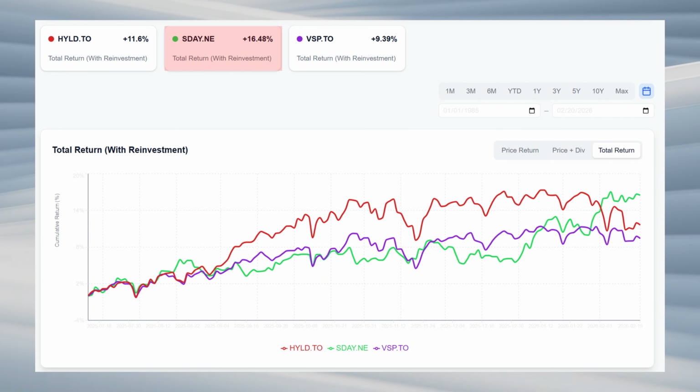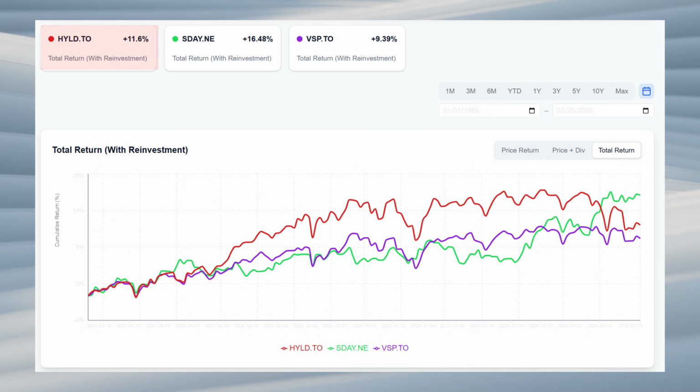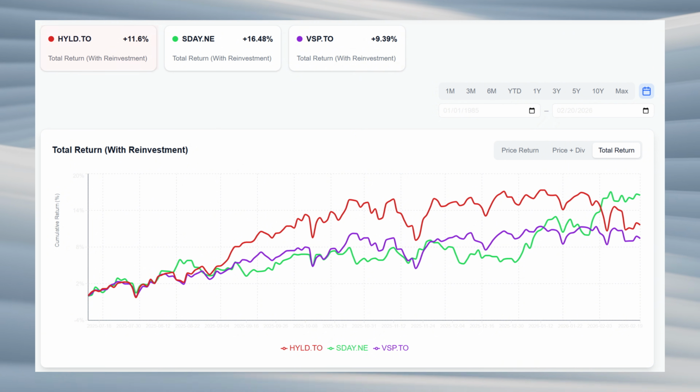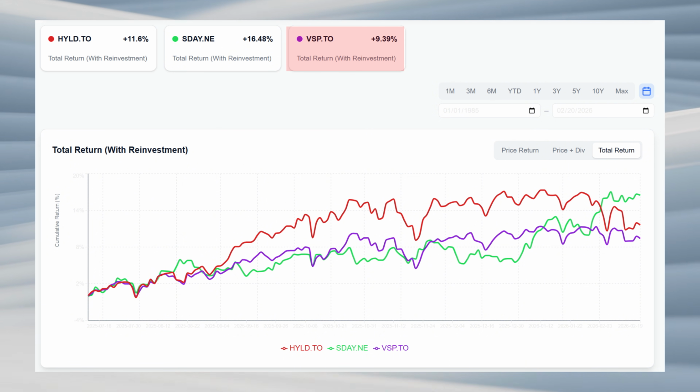Looking at the latest data pulled from the tool, with DRIP included, SDAY hit a total return of 16.48%, successfully overtaking HYLD at 11.6%. Meanwhile, our benchmark, the VSP, came in at 9.39% for the same period.